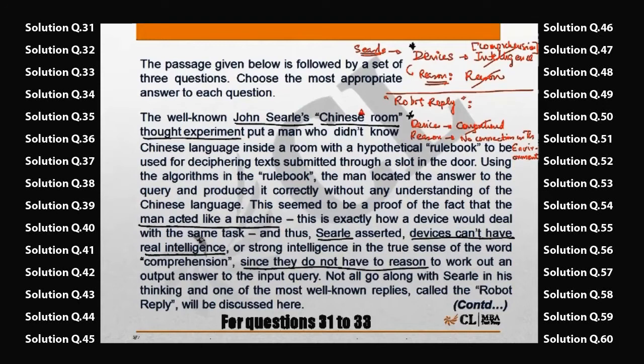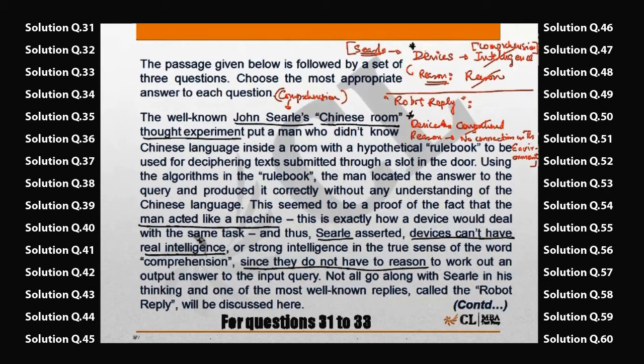Devoid of that, an essential component required for substantive language is absent. So when we leave out from the passage, this is what you must carry. It's about comprehension. The passage, of course, is reading comprehension, but the topic is also comprehension. CL's position is that devices do not have intelligence and cannot comprehend because they don't have any reason to do so. Robert replies that devices do not comprehend, and the reason is no connection with the environment.